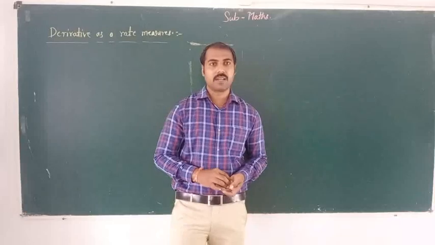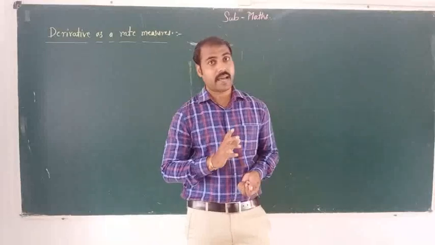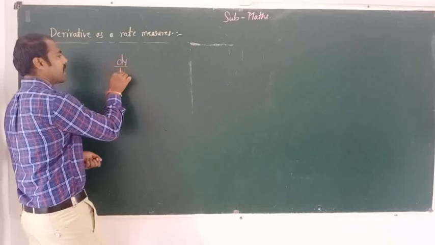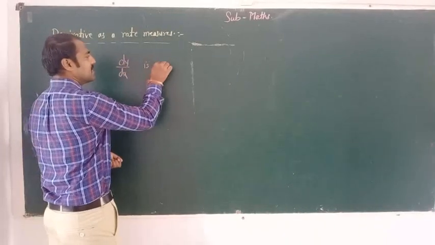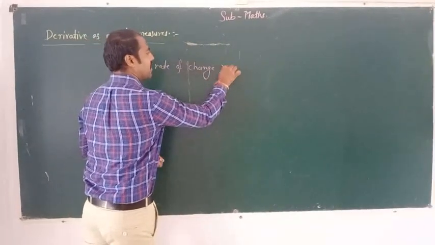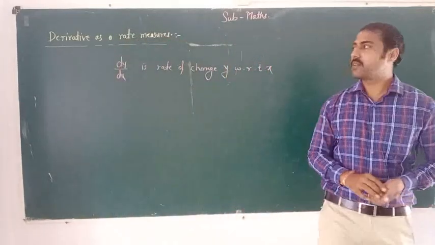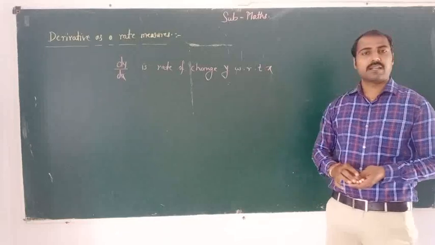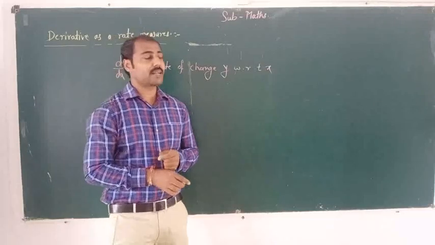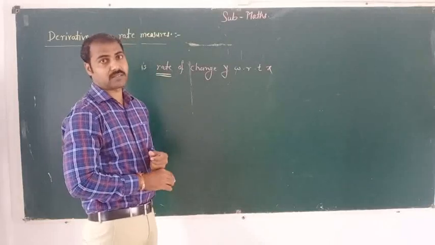In the previous video, we learned about derivative as a rate measure. Derivative as a rate measure means dy by dx, the derivative of y with respect to x, is the rate of change of y with respect to x. Rate of change of y with respect to x is nothing but dy by dx. The examples on derivative as a rate measure can be identified by the word rate.